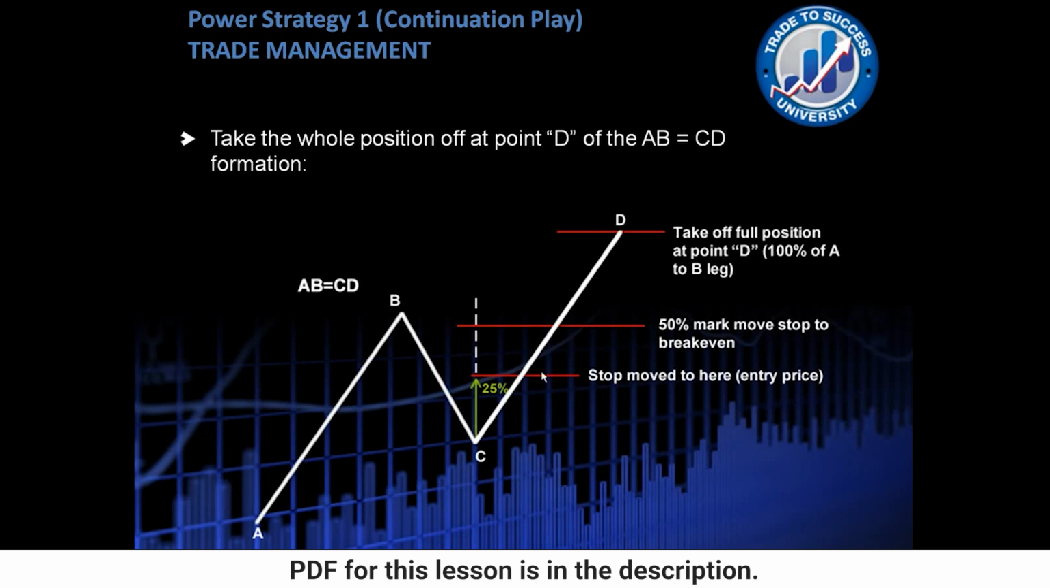So our stop is at the break-even point, which is the entry price, once price has come up to the 50% mark. And then as price goes up, we are going to take the whole position off at point D, and we determine point D by looking at how many pips there are from A to point B and working out that same number from point C upwards. So if A to B was 100 pips, we will look to take all of our profit off at 100 pips higher than point C. And that's where we would take all of our position off, meaning we would sell our long position.